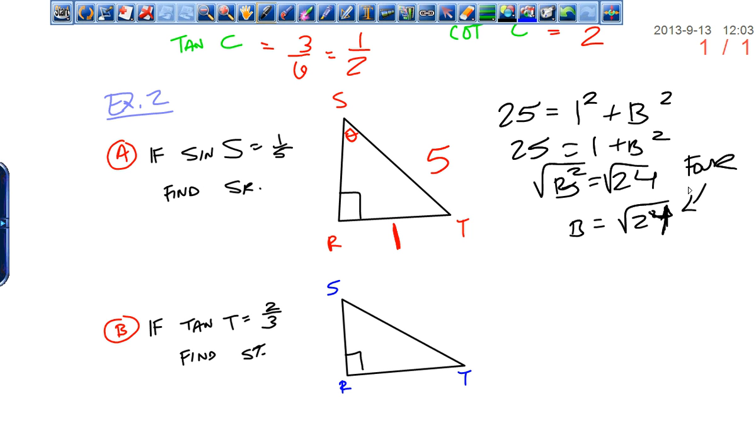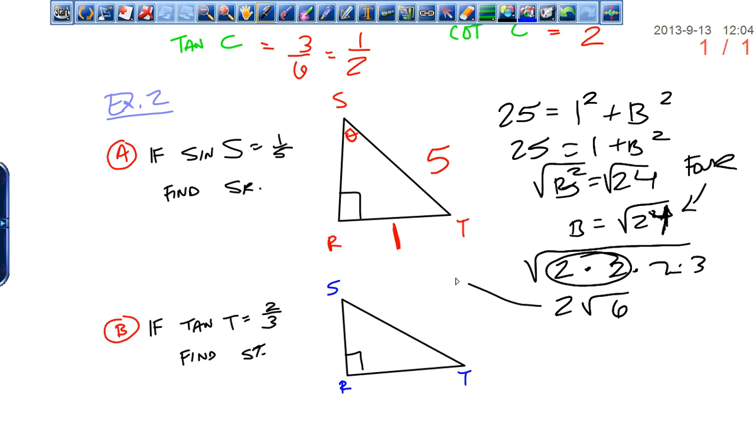So can I break 24 up at all? Yes. 24 breaks up into 2 times 12. 12 breaks up into 2 times 6. 6 breaks up into 2 times 3. So I got a pair of 2's there. So my answer is 2 root 6. That's what SR is.